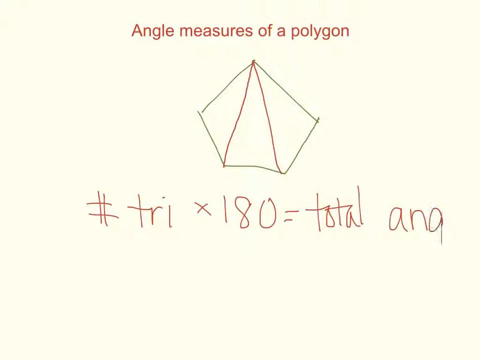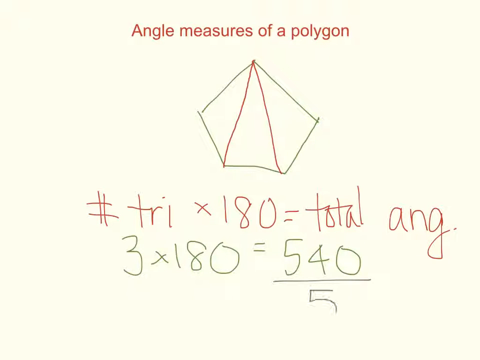In this case, we have 3 triangles times 180, which is going to equal 540. So the total of the interior angles of this pentagon is 540. But we want to know what one angle is. So you take the number of angles of the polygon and divide your total by that number. We would divide 540 by 5, and that would get 108.